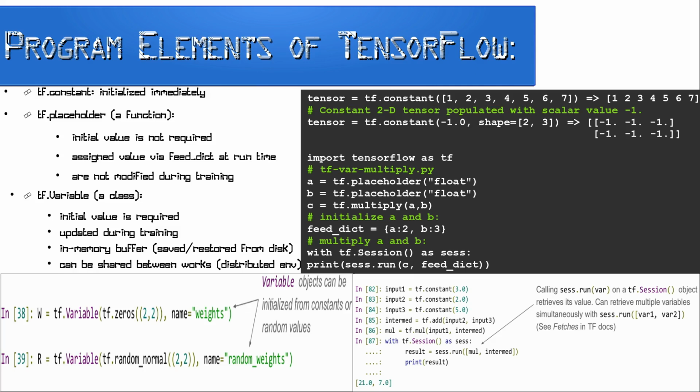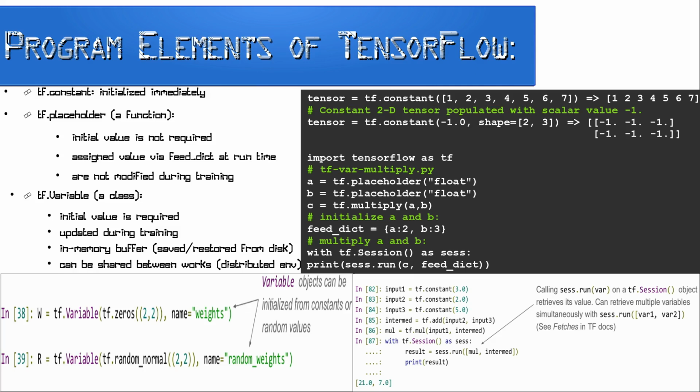fetches the variable state. input1 is equal to tf.constant of 3.0. input2 is equal to tf.constant of 2.0. input3 is equal to tf.constant of 5.0. intermed is equal to tf.add of input2, input3. mul is equal to tf.mul open round bracket input1, intermed close the round bracket.